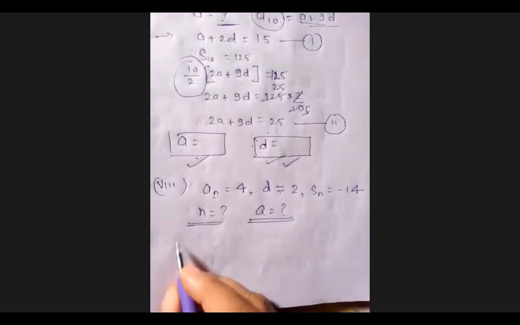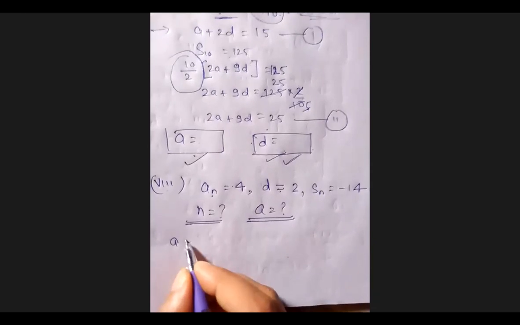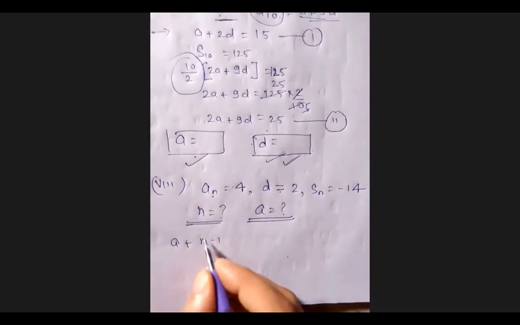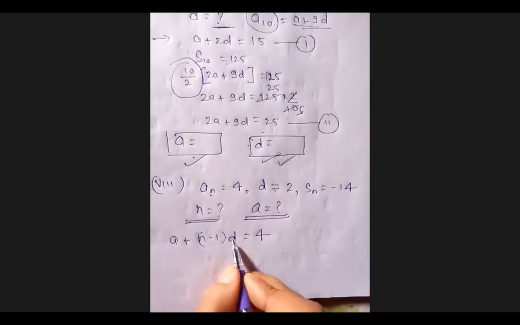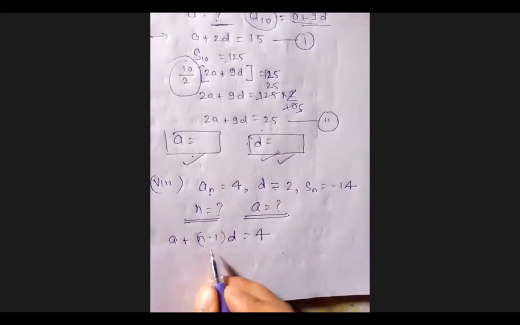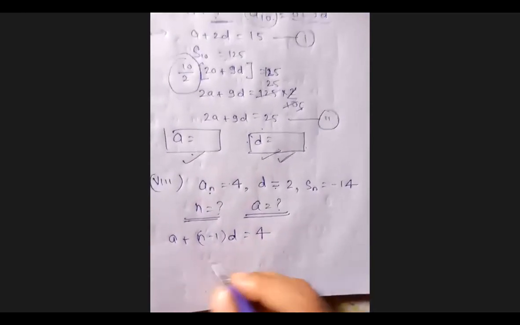Okay, AN is given. It means you can write here A plus N minus 1 into D, which is 4, right? And here D is given. The value of D is given. So you can put the value of D. So this is the value of AN.